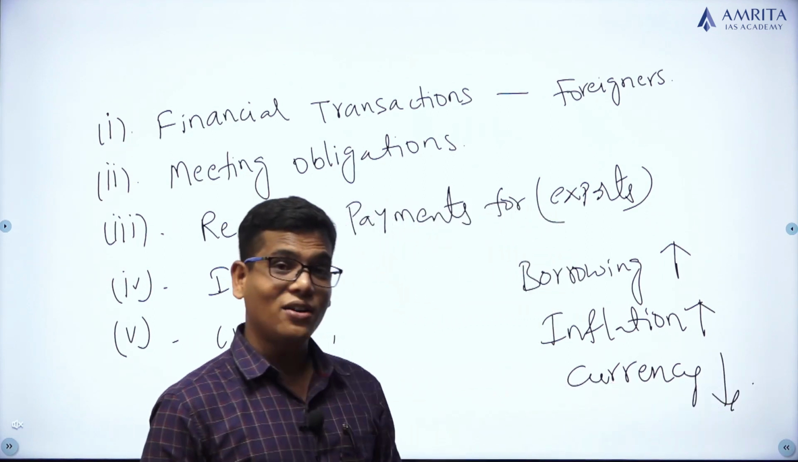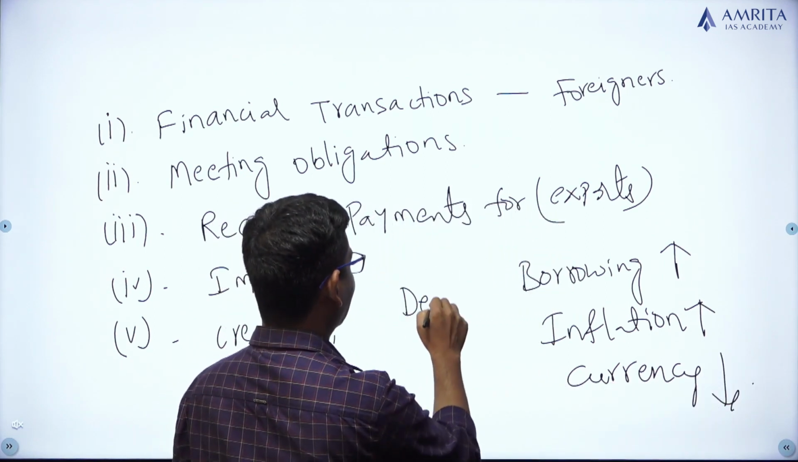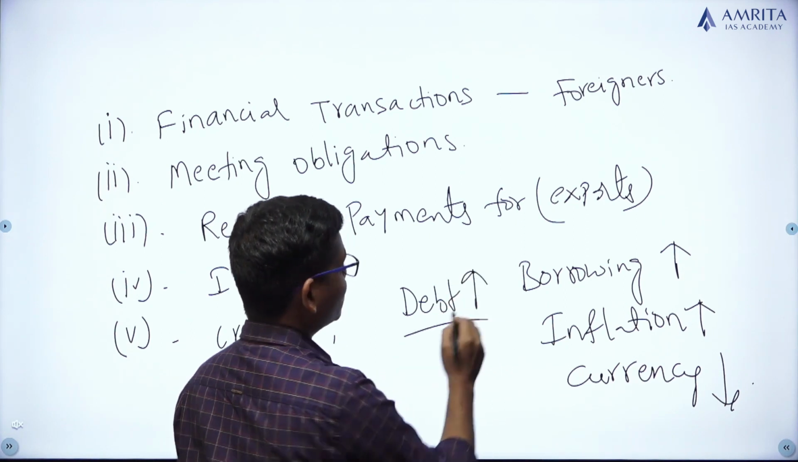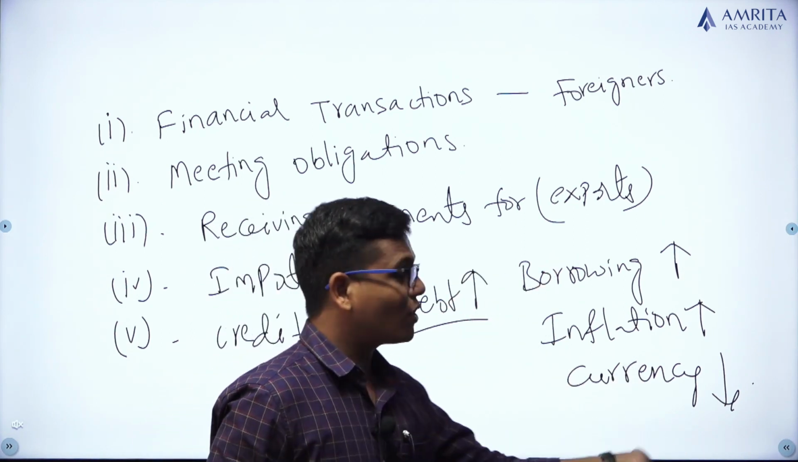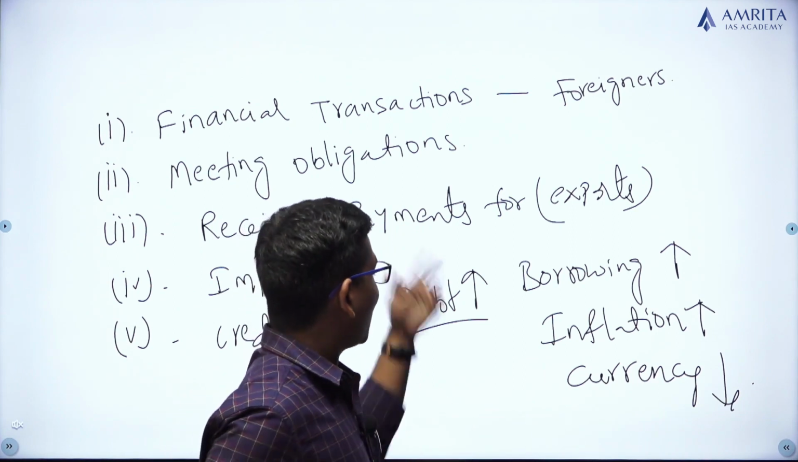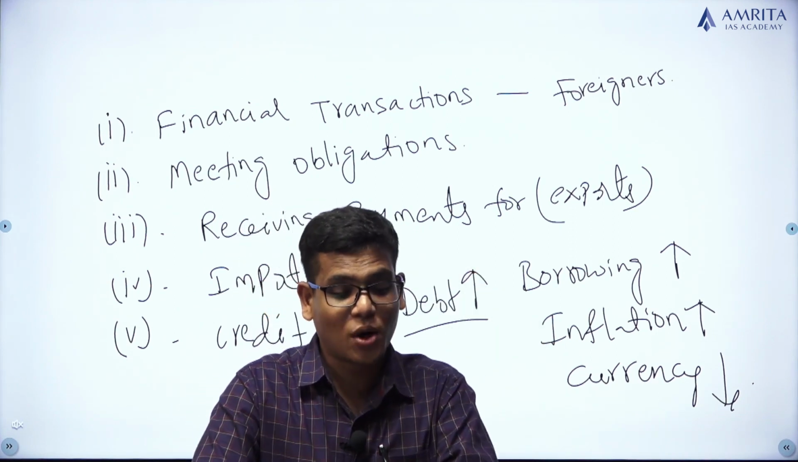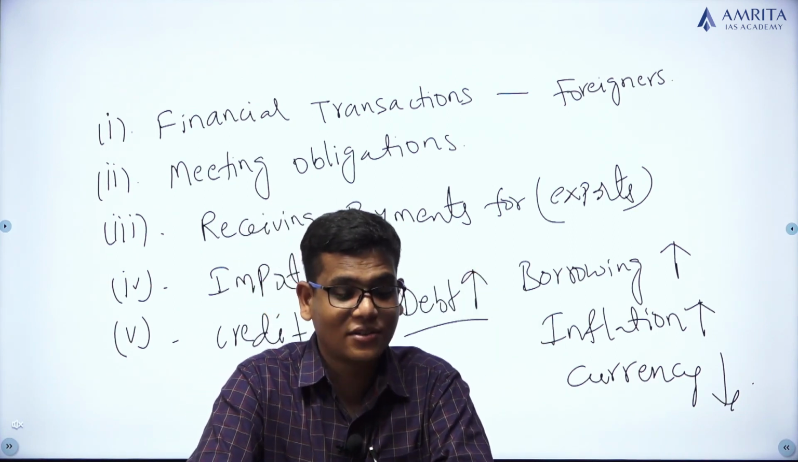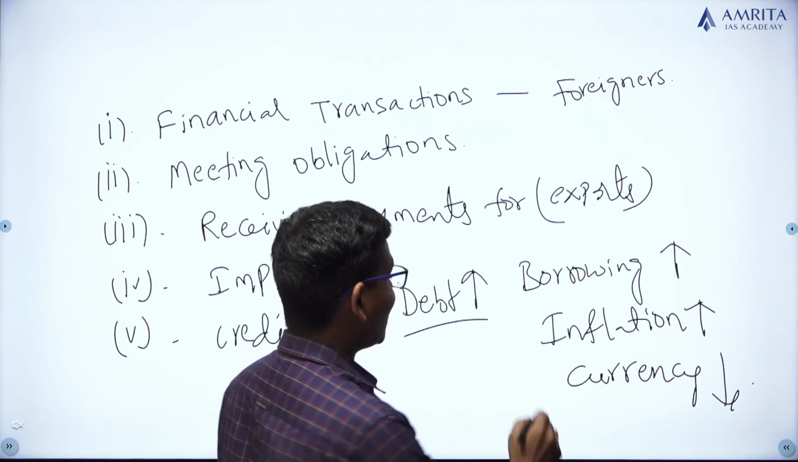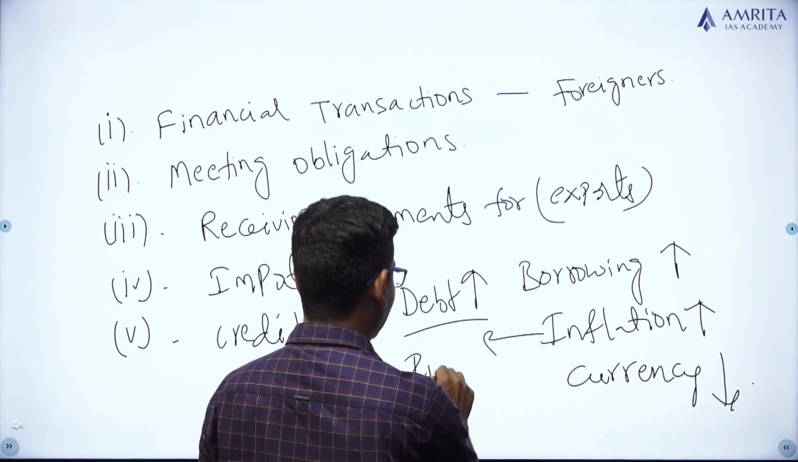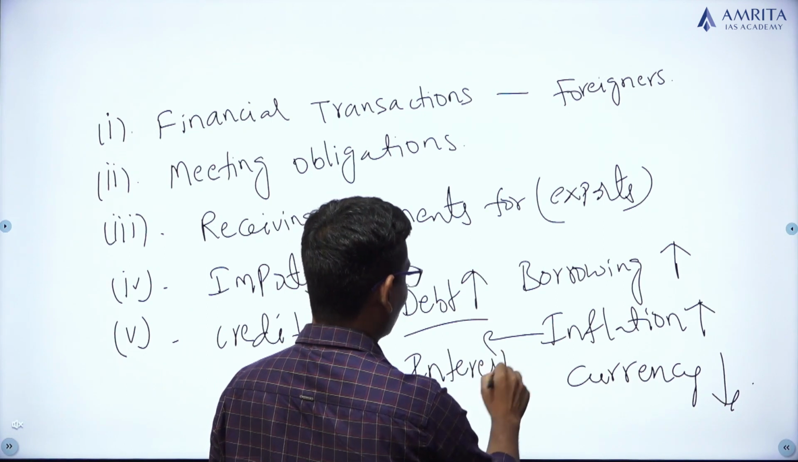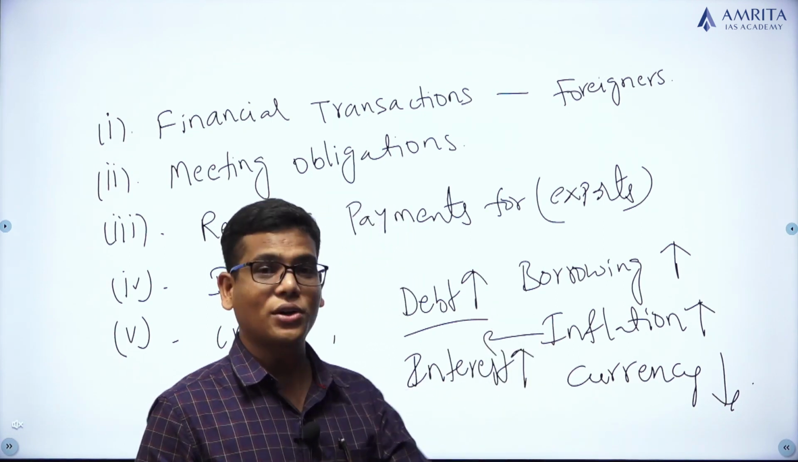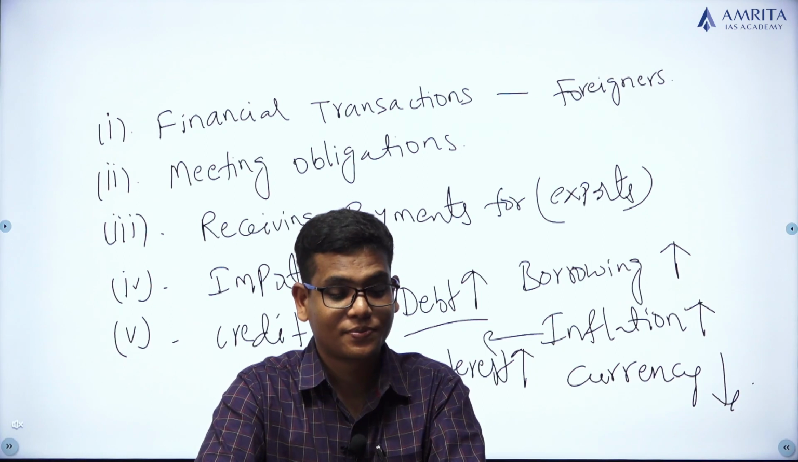And when the currency value comes down, your external debt goes up, because your borrowing is increasing. Moreover, when your currency value decreases, it automatically enhances your debt problem. Your debt to GDP increases, and in order to regulate the inflation, your interest rate increases. So that's how this is going to have its own effect.